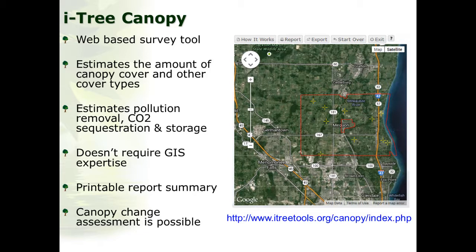Like iTree Design, Canopy is a web-based tool, and you don't really need GIS expertise to use it. You can draw in your own boundary for an area of interest in this latest version. It also provides a printable report which summarizes cover types and some ecosystem services. You can also do a canopy change assessment in conjunction with using Google Earth, but we're not going to go into that in this section. There are some resources that explain that too, and I'll point those out later on if you're interested in testing those features out.